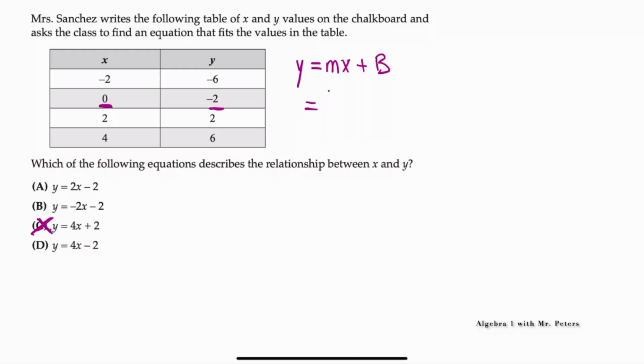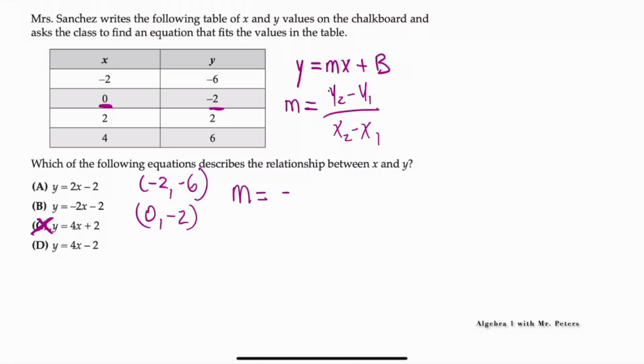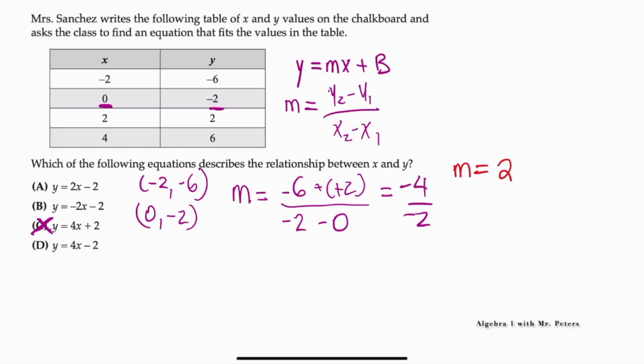Oops, wrong variable. We have to do that formula: y2 minus y1 over x2 minus x1. So as a result, I'm going to use my first two ordered pairs. So (-2, -6), and then we're going to use (0, -2). So when I set this up, we have -6 minus -2, right? This is going to give us a -4 on top. And on the bottom, we're going to have -2 minus 0 to get -2 on bottom. So my final slope, m, is going to be equal to +2.